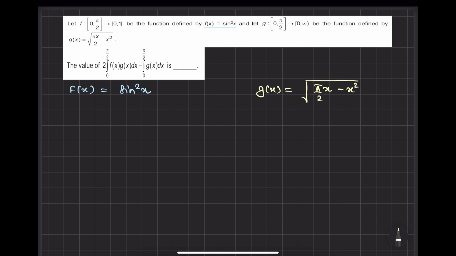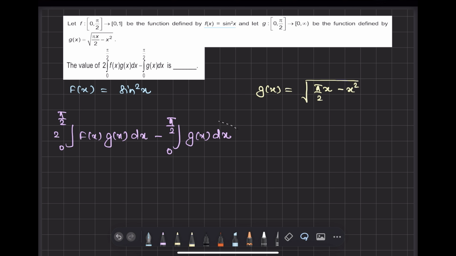Then the value of this part. So we have to integrate 2 times integral from 0 to pi by 2 f of x g of x dx minus integration from 0 to pi by 2 g of x dx. Okay, so suppose that we have to handle this situation.